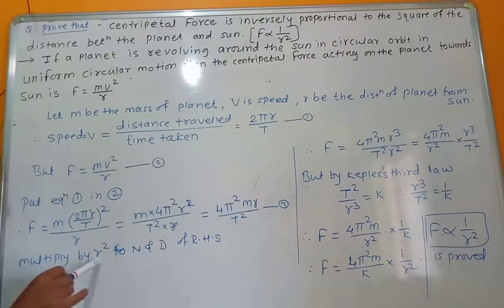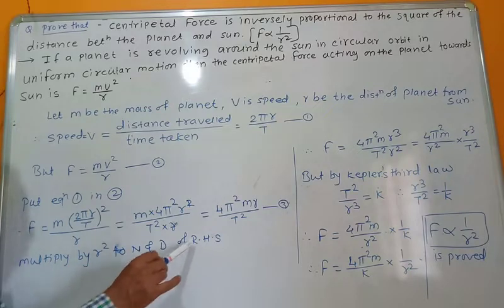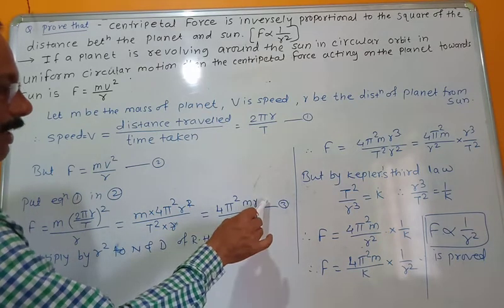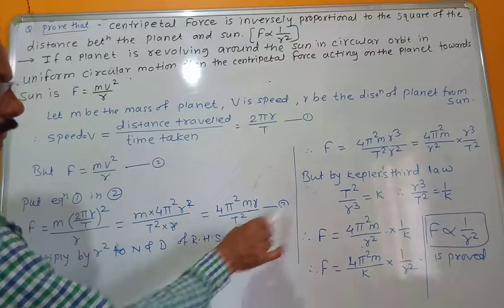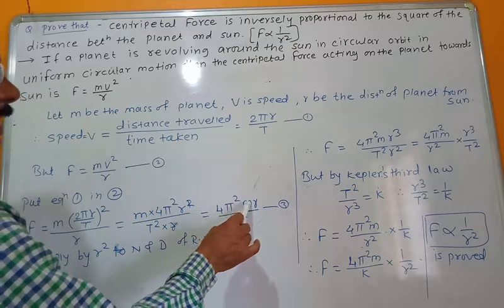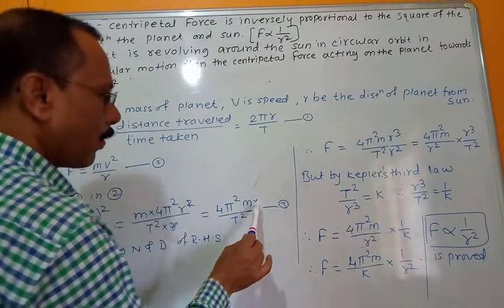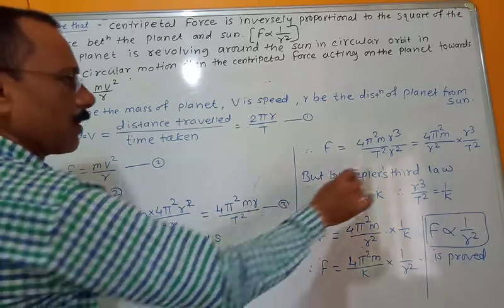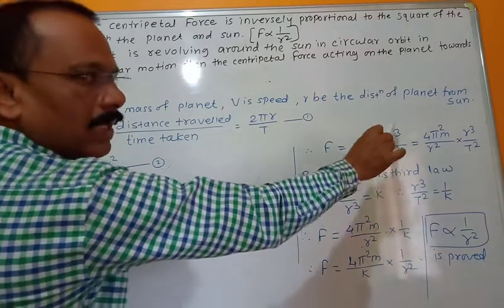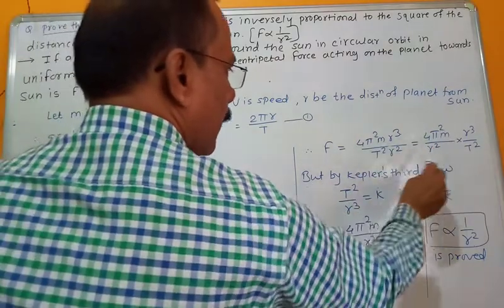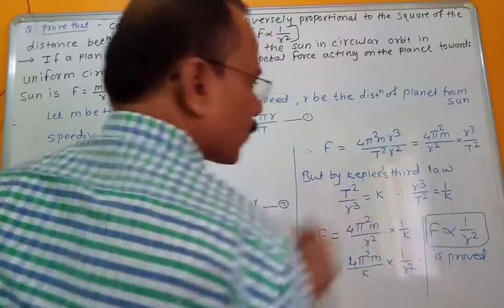Multiply the numerator and denominator of the right hand side by r square. Here r square divided by r square. So F equal to 4 pi square m into the original r, and this r square gives r cube, divided by t square into r square. Numerator and denominator are multiplied by r square. Therefore F equal to 4 pi square m divided by r square into r cube by t square.